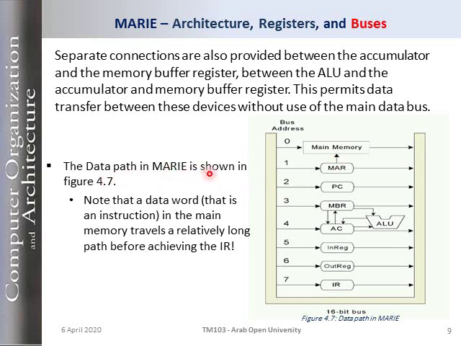The data path in Maria is shown in this figure. Note that the data word, that is an instruction in the main memory, travels a relatively long path before reaching the instruction register. As you can see, if we want to send an instruction from the main memory and save it in the instruction register, it will travel a long way.